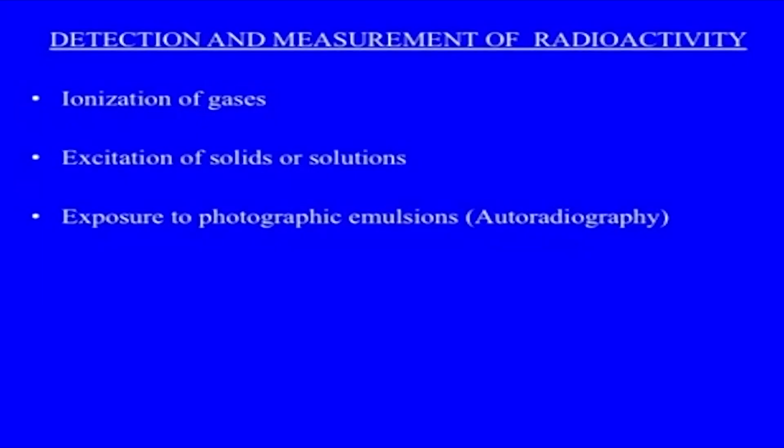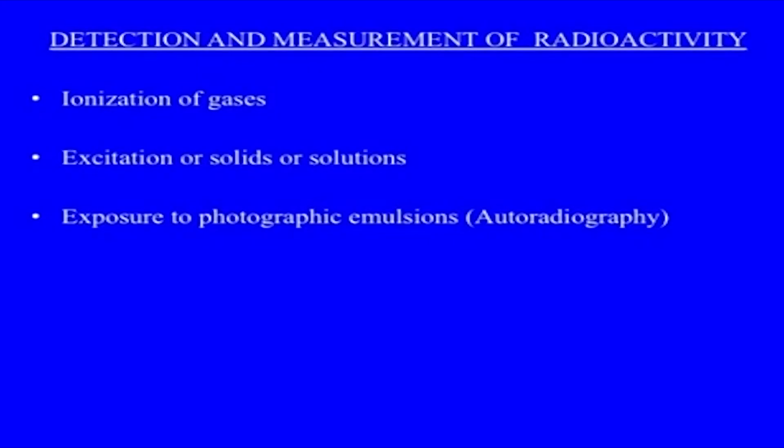Now, in this lecture we are going to discuss detection and measurement of radioactivity. The three commonly used methods of detecting and quantifying radioactivity are based upon: 1. Ionization of gases, 2. Excitation of solids or solutions, and 3. Exposure to photographic emulsion, or what we call autoradiography.